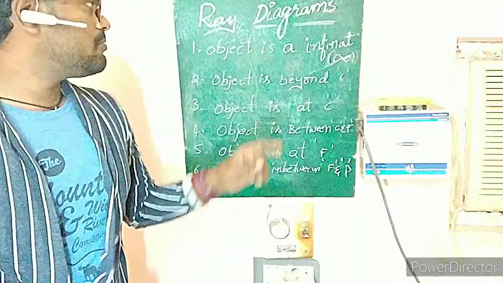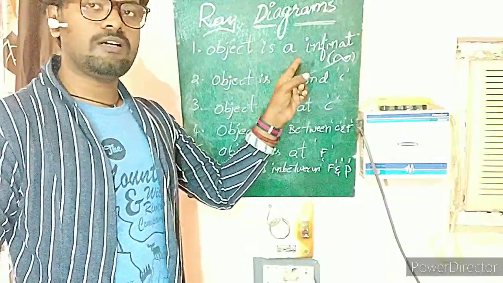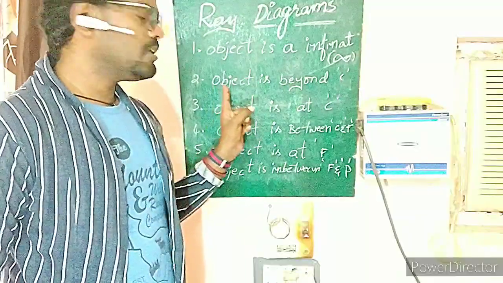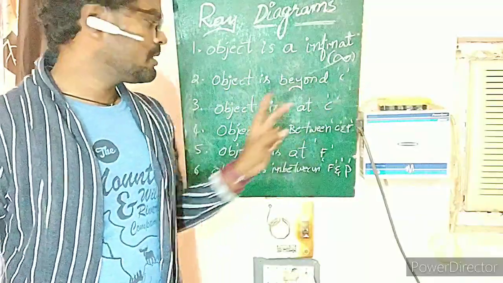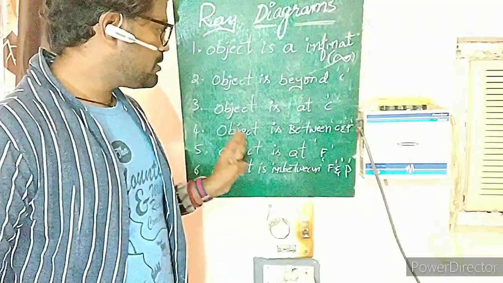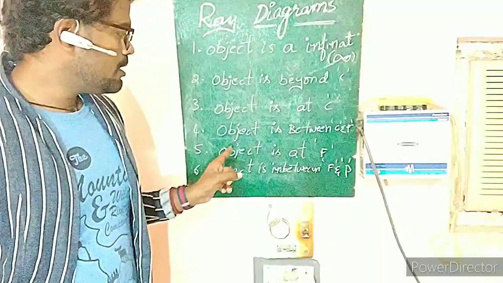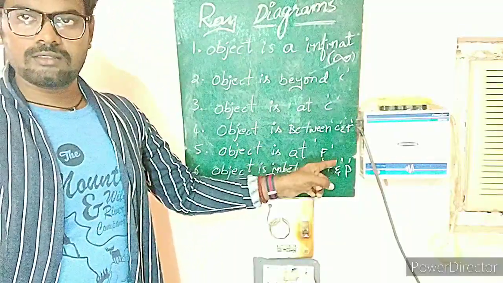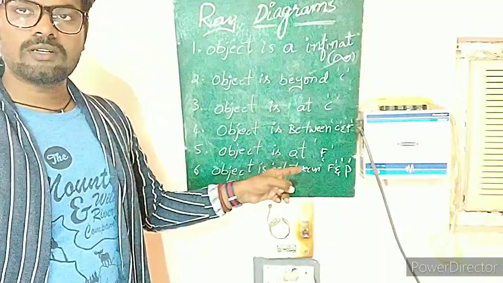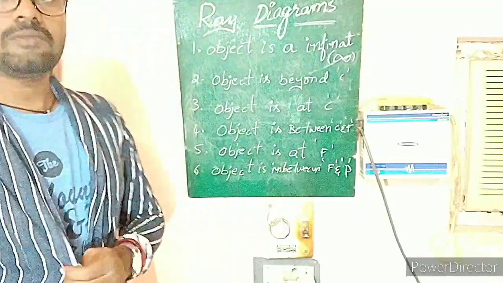Formation of different images. The first condition is when the object is at infinity, very far away. The second condition is when the object is beyond the center of curvature. The third condition is when the object is at the center. The fourth condition is when the object is between the center of curvature and the focal point. The fifth one is when the object is at focus. And the last one is when the object is in between focus and pole. So these are the 6 different conditions at which we get different types of images.